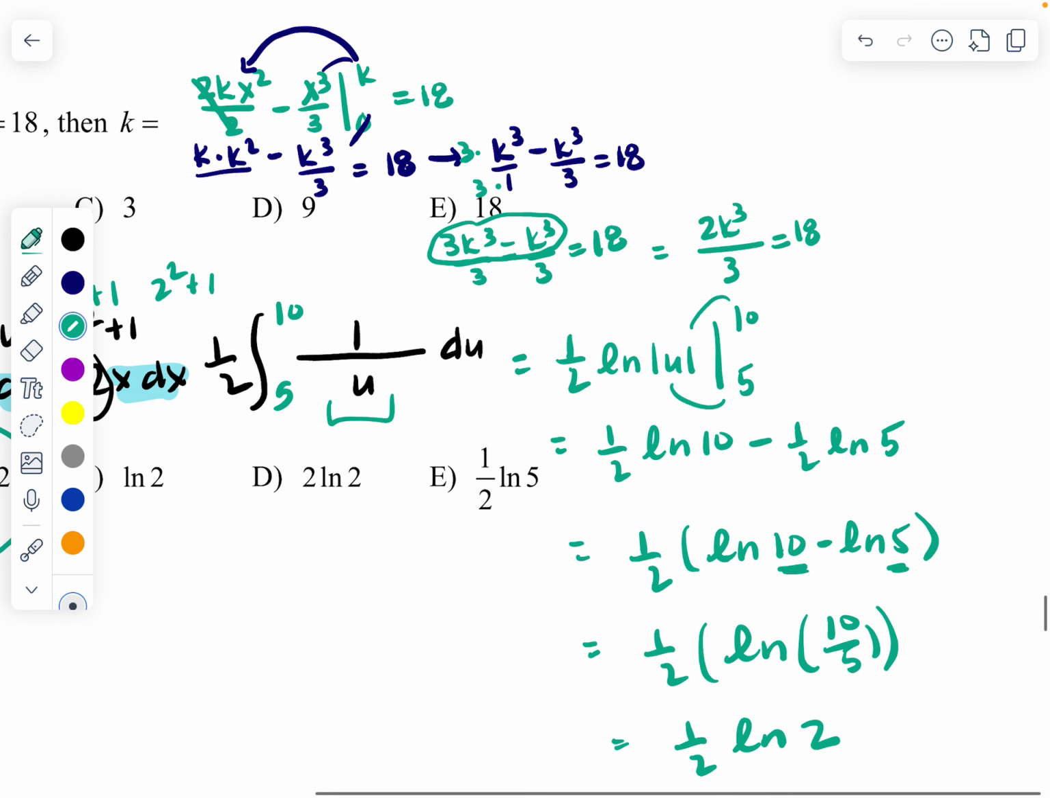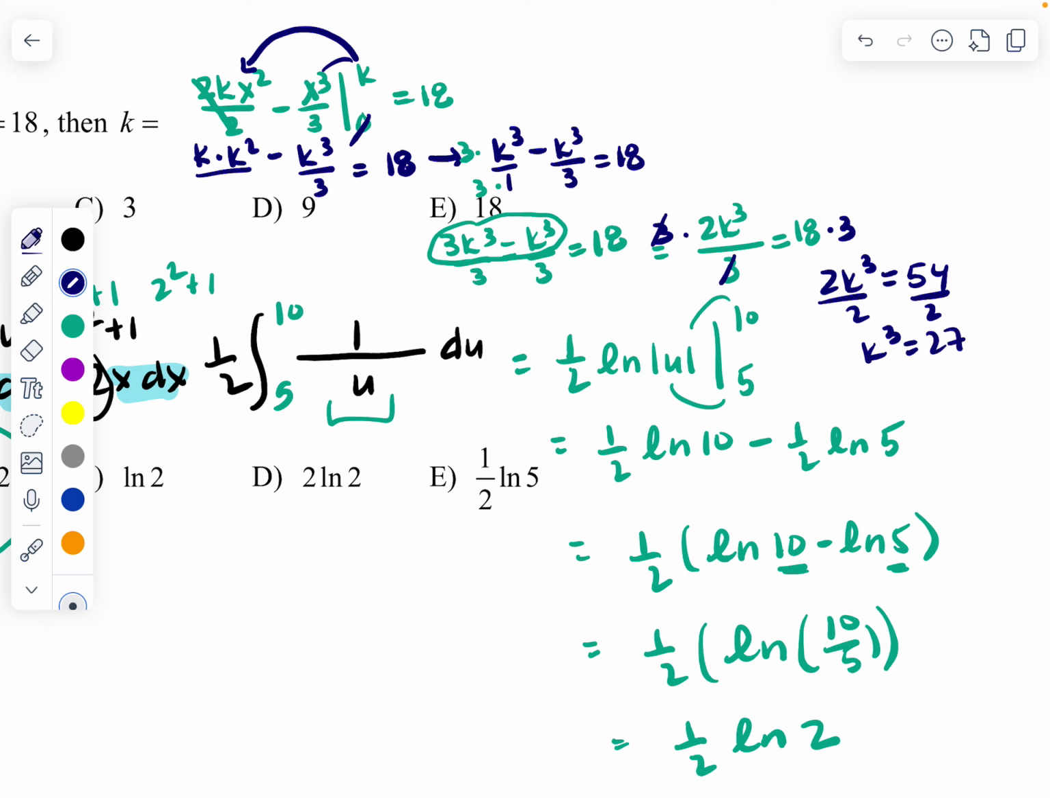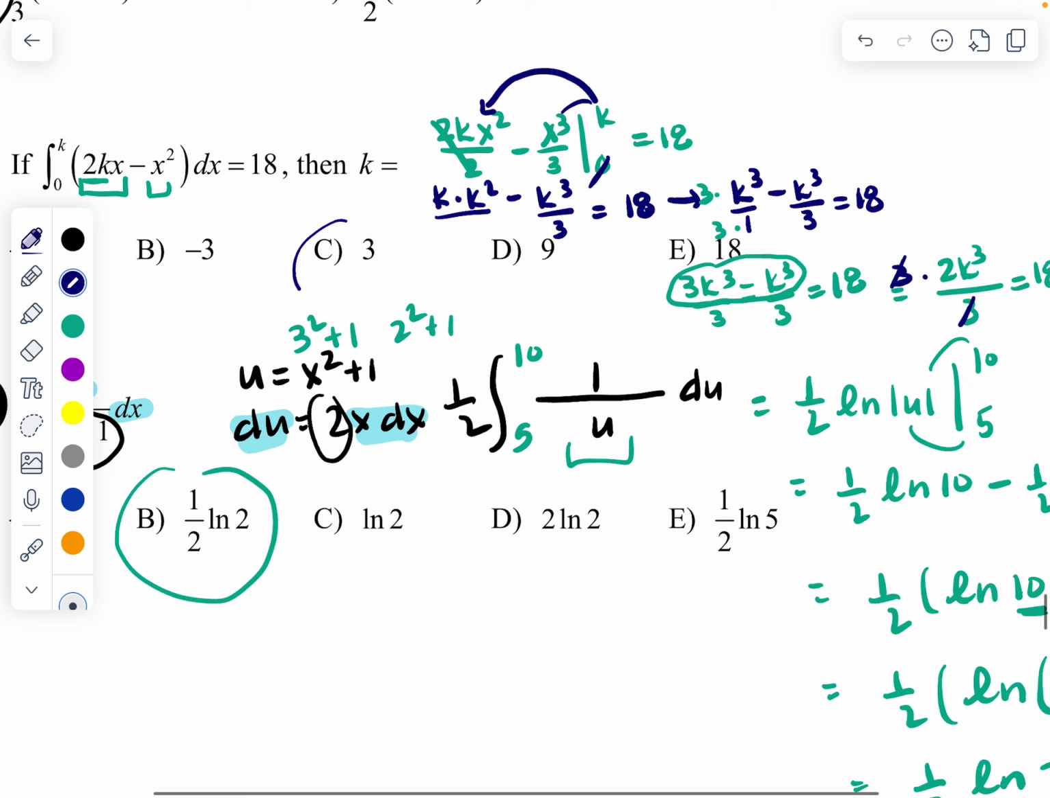And then to solve this, I'm going to go ahead and multiply both sides by 3 to cancel out the 3. So I have 2k cubed equals 54. If I divide by 2, I'm going to get k cubed is 27. And then if I take the cube root, I'm going to get that k equals 3. Okay, and then that answer, I believe, was C.